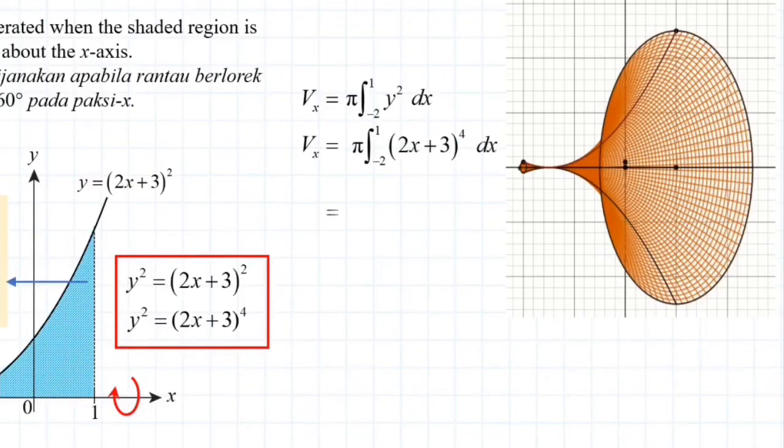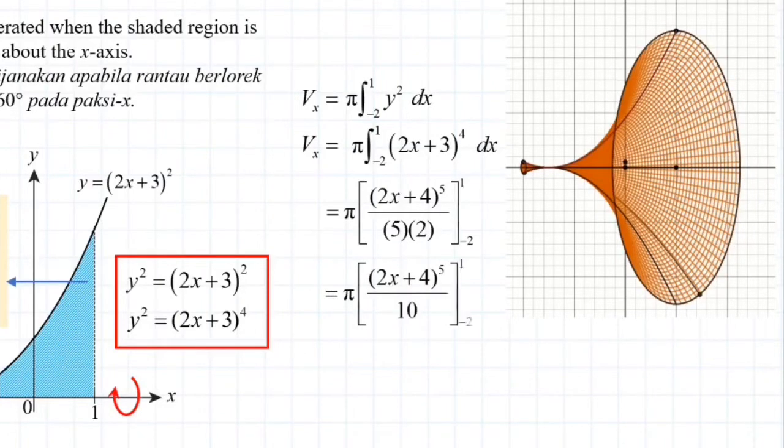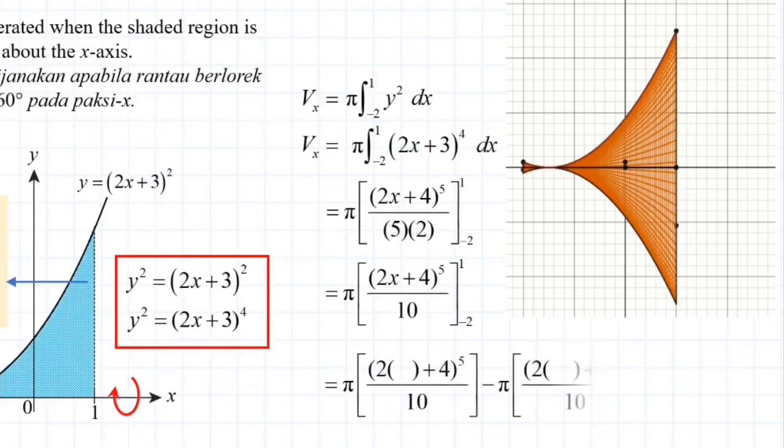Now we use the chain rule. Still remember the chain rule? 2x plus 3 to the power of 4 plus 1 over 4 plus 1. And then don't forget to divide by 2. You have to divide by the coefficient of the x. Coefficient means the number in front of the x. Then only you substitute the limit into the function that you integrated. When you substitute, always substitute upper limit minus the lower limit.